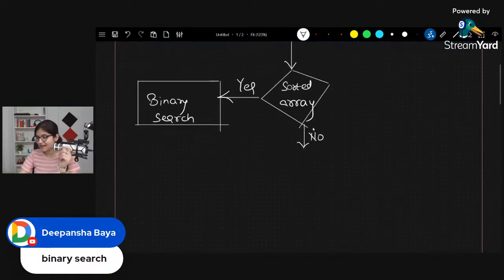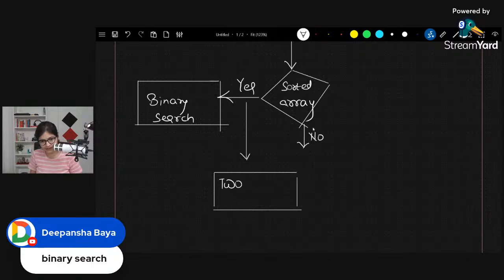Now, apart from binary search, there is another important approach which you should know, which we call the two pointers approach, which I always say is very, very important to understand.